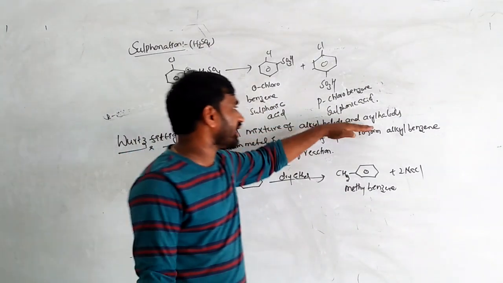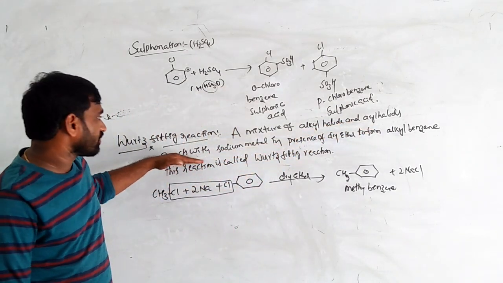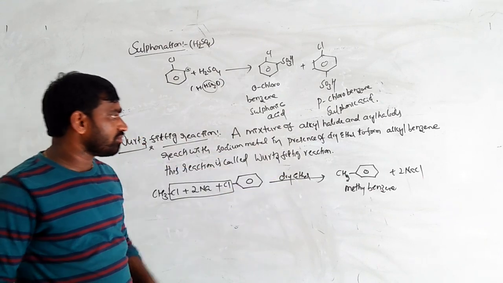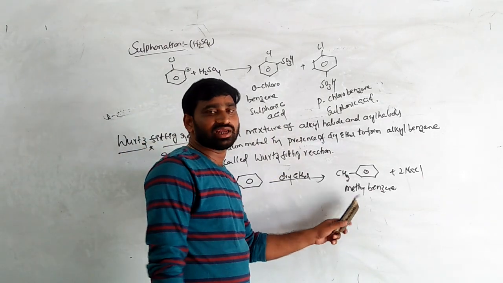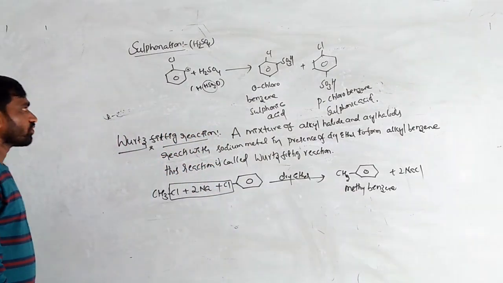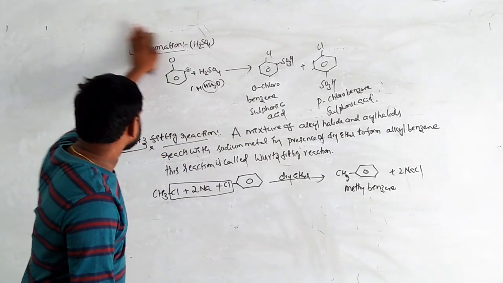Okay, students, a mixture of alkyl halides and aryl halides treated with sodium metal in presence of dry ether forms alkyl benzene. Alkyl benzene, not biphenyls, alkyl benzene. This reaction is known as Wurtz-Fittig reaction.